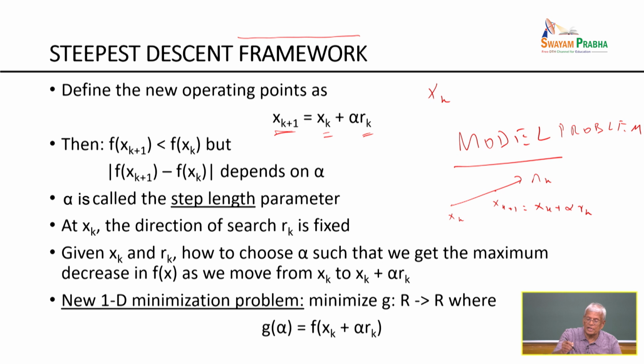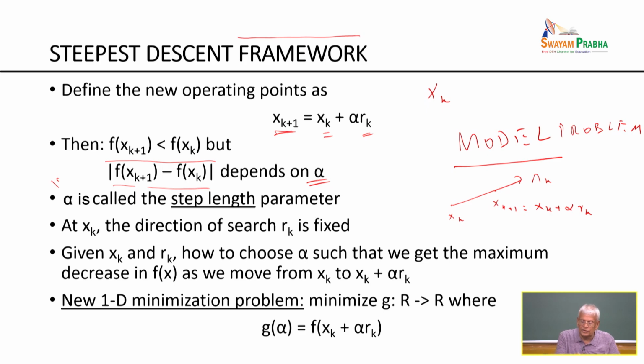So, what are the conditions in here? I already know f of xk plus 1 must be less than f of xk. That means I am assured that the function is going to decrease. But the amount of decrease, the value of f of xk plus 1 minus f of xk, please understand f of xk is a scalar, f of xk plus 1 is a scalar, the difference is too, the absolute value of the difference depends on alpha, because I know rk, I know xk, the only unknown is alpha. Alpha is called the step length parameter.